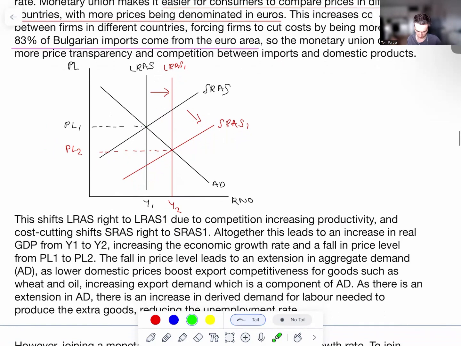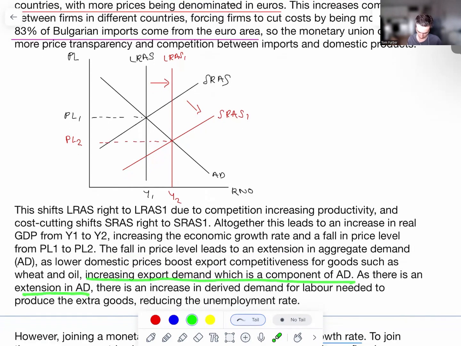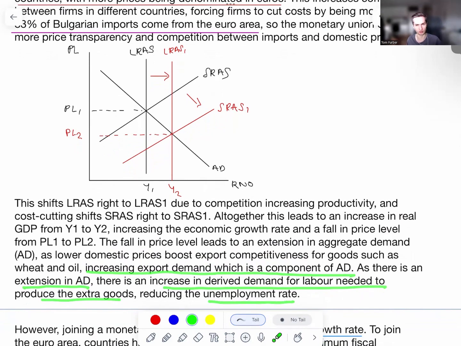And I've extended the explanation further on the diagram. The fall in price level leads to an extension in aggregate demand. And one reason for that is that lower domestic prices will boost export competitiveness for goods such as wheat and oil, which are some of the exports mentioned in the extract for Bulgaria. Increasing export demand, which is a component of AD. As there is an extension in AD, there's an increase in derived demand for labour needed to produce the extra goods. And that means the unemployment rate falls. We're back to the point at the very start of the question. We've linked the macro objectives.